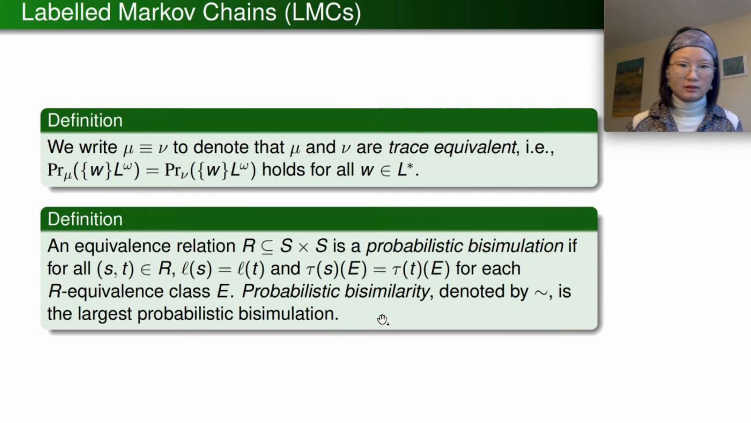The other notion is the probabilistic bisimulation relation. It is an equivalence relation, and two states S and T are related if and only if they have the same labels, and the probabilities of transitioning to the same probabilistic bisimulation class E are the same for S and T. And probabilistic bisimilarity is the largest probabilistic bisimulation.